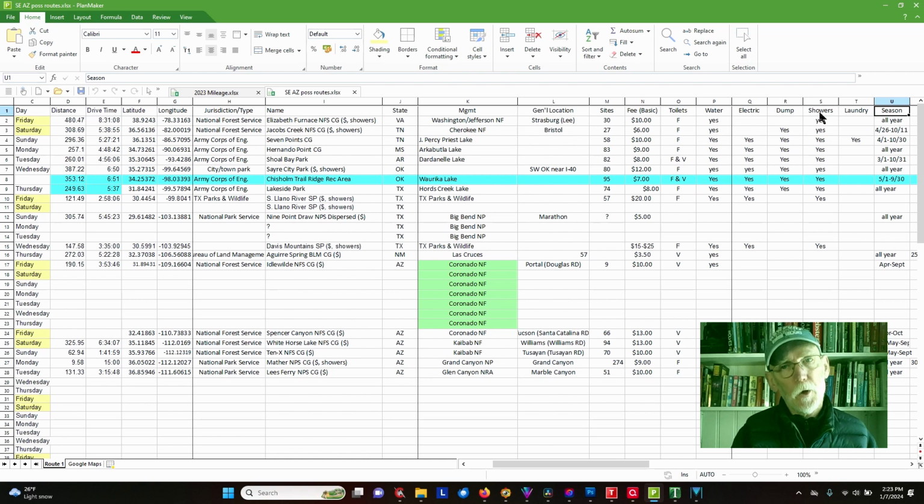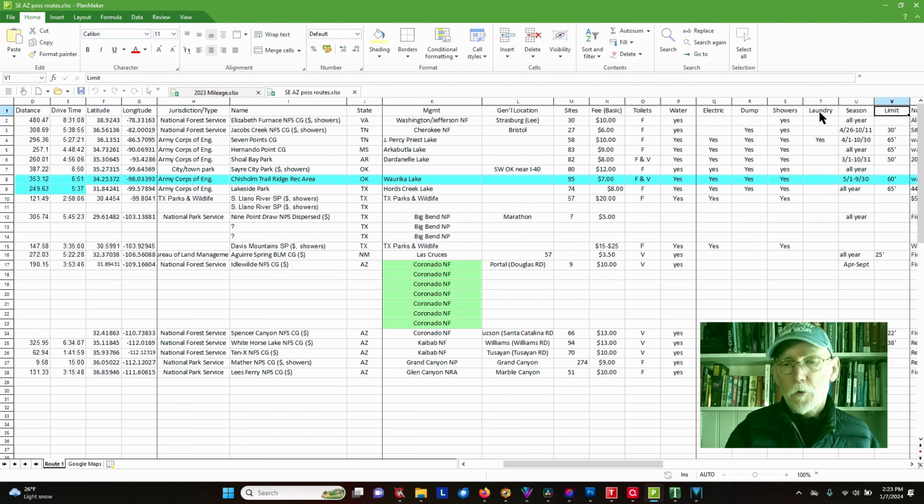Especially every few days we need to have showers, so it's good to know whether there are showers available or not. And it's also nice to know whether they're pay showers or free showers. Out west, we've spent a lot of time and money looking for and paying for showers, but when you need one, you need one.